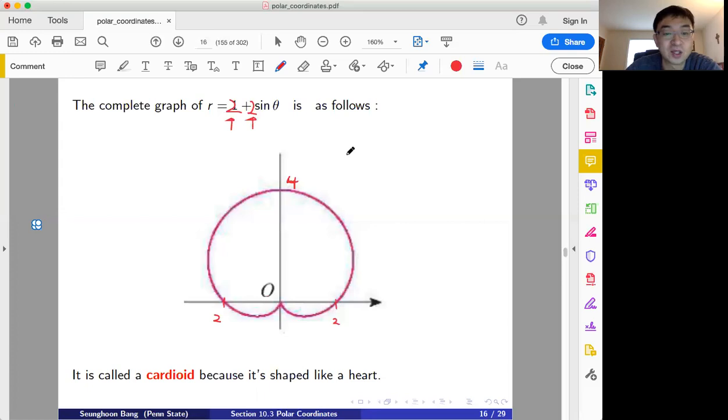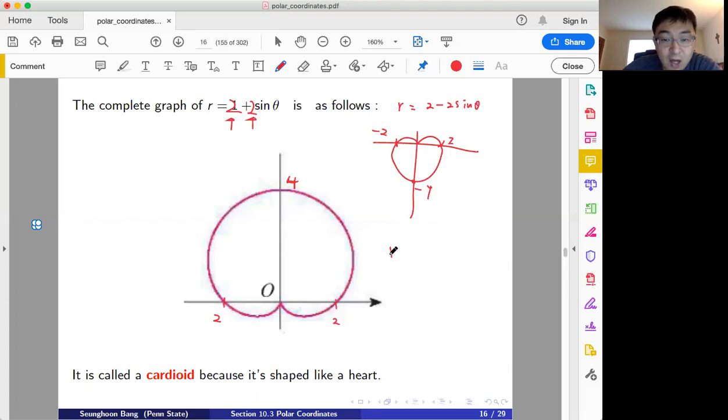We have a cardioid. What's it like for r equals 2 minus 2 sine theta? You can use the same idea. The graph is like this, like the opposite one. So this is 2, negative 2. This is 2. This is minus 4.